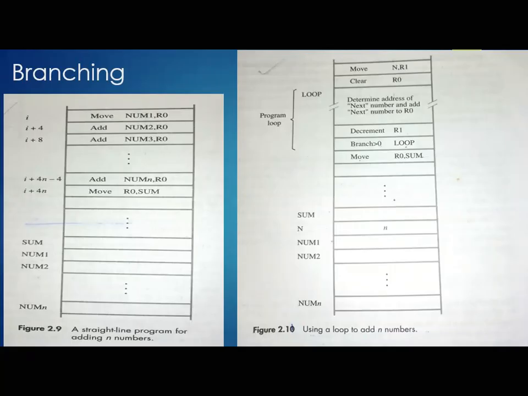Up to now, according to whatever instructions we discussed, if we start writing a program, just observe the first number: num1 will be moved to R0.